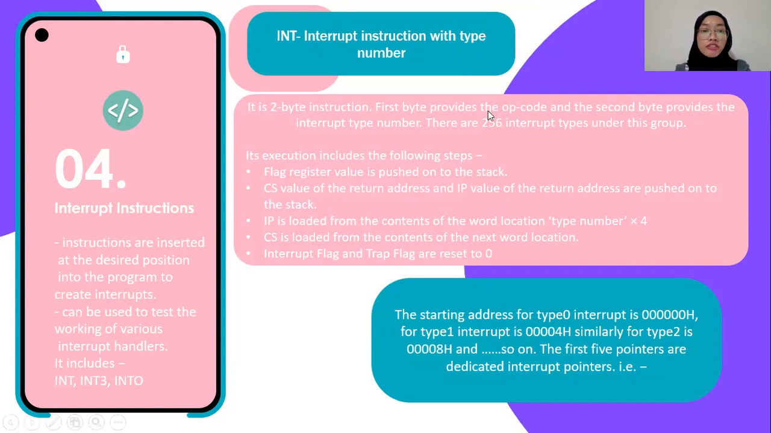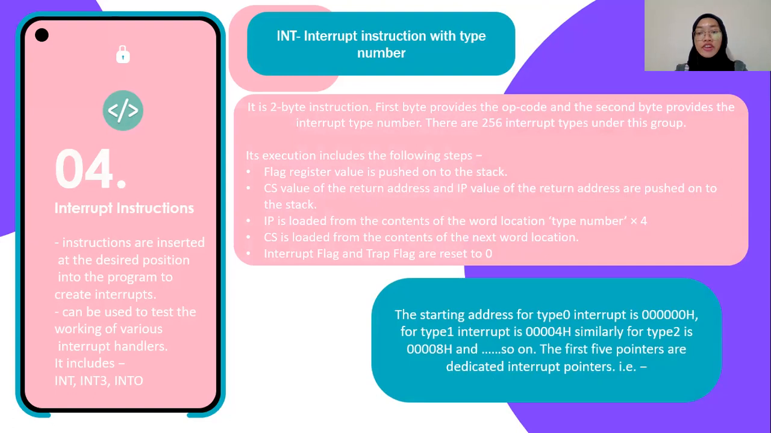First, the flags register value is pushed to the stack. Then the CS value of the return address and the IP value of the return address are pushed onto the stack. Then IP is loaded from the content of the word location, type number times 4, and then CS is loaded from the content of the next location. Therefore, the interrupt flag and trap flag are reset to 0.